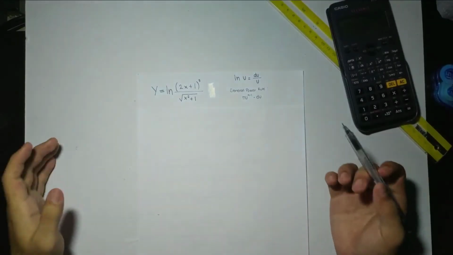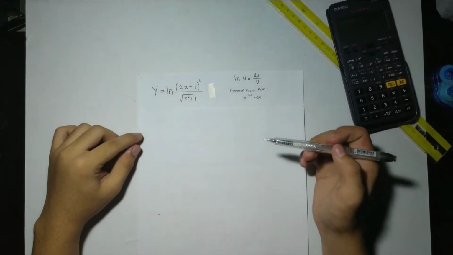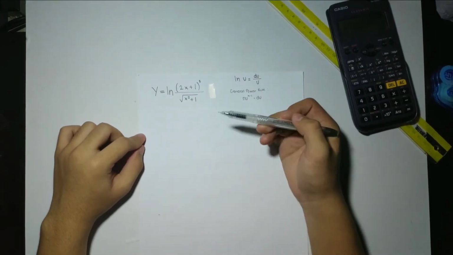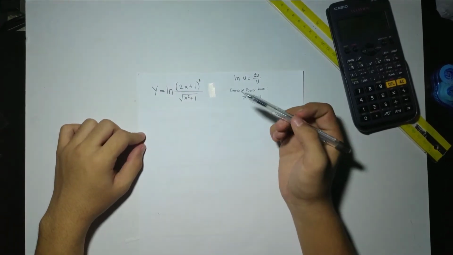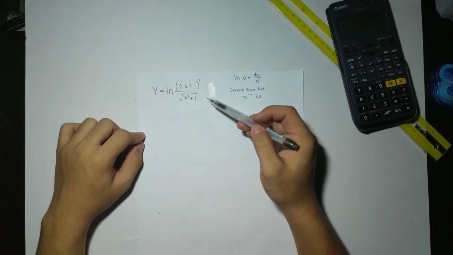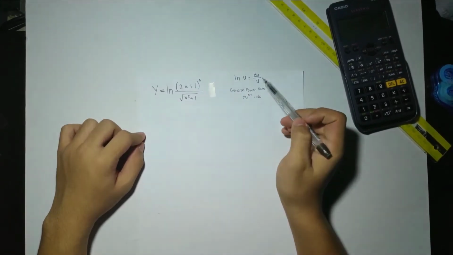Let's get started. So, here's our problem. y is equal to the natural logarithm of (2x plus 1) raised to 5 over the square root of x squared plus 1. To get the derivative of this function, we would use the equation d of ln u equals du over u.